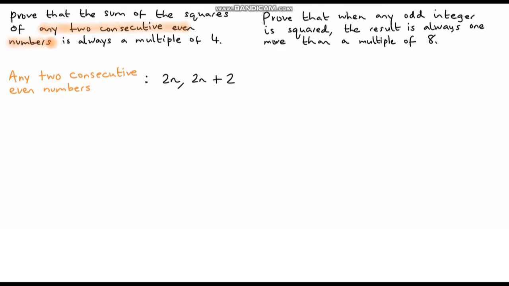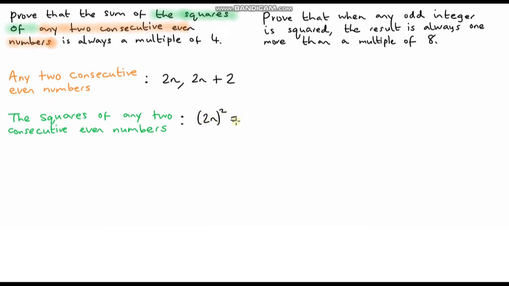Now let's have a look a bit before. It says the sum of the squares. Well, first of all, let's just have a look at the squares of these two numbers. We just need to square both of these numbers. So if we square our first integer, that's going to be 2n squared. Well, 2 squared is 4, so it's just going to be 4n squared. Basically 2n times 2n is 4n squared.